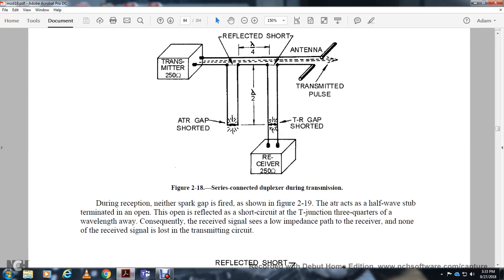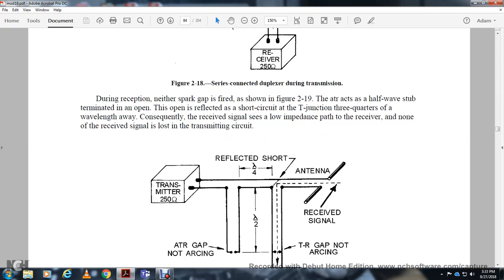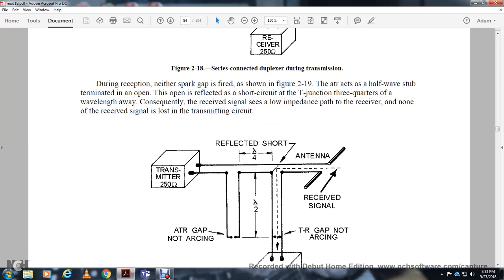During reception, with either spark gap in the duplexer shown in Figure 219, the anti-transmitter receiver acts as a half-wave stub terminated with an open, reflecting a short circuit at the T-junction, three-quarters of a wavelength away. Consequently the receiver signal sees a low impedance in the direction of the transmitter circuit.